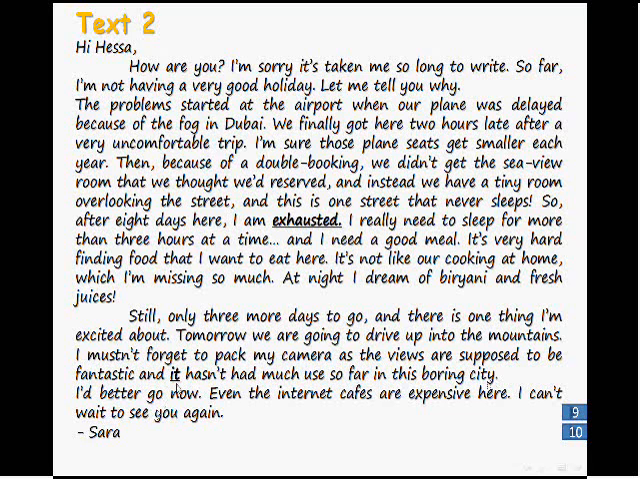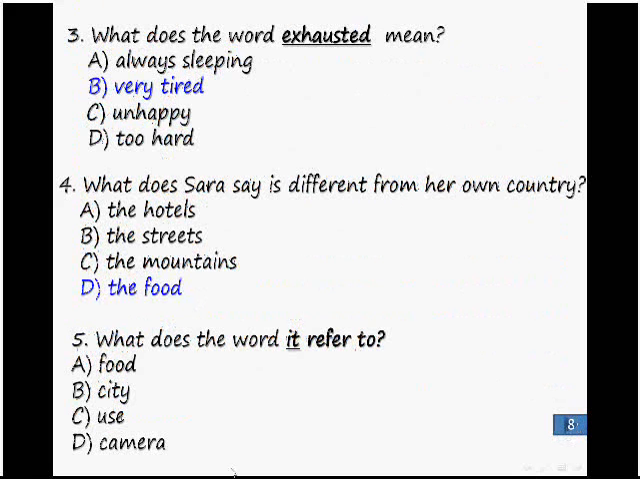So it says, I mustn't forget to pack my camera as the views are supposed to be fantastic and it hasn't had much use so far in this boring city. So it here refers to what? Yeah, sure. Camera. Okay? So as you can see, again, text 2 is not so difficult.